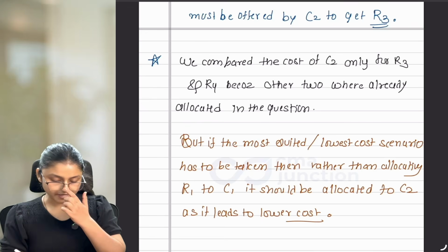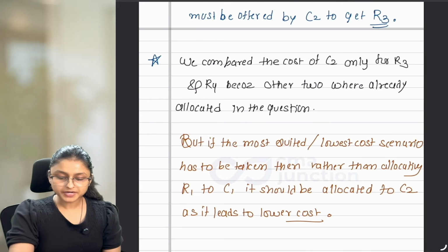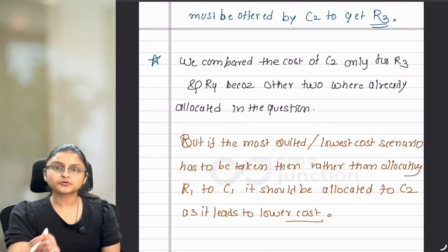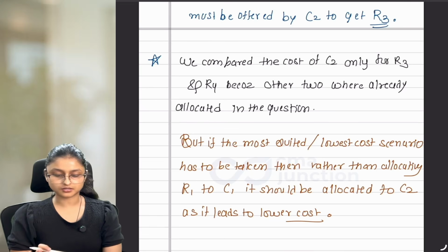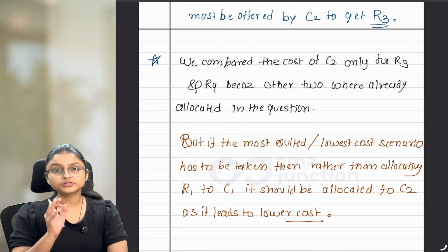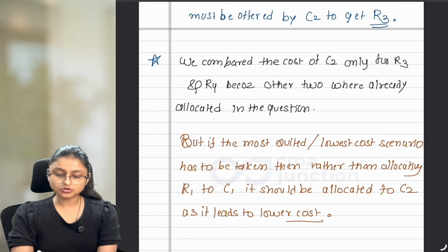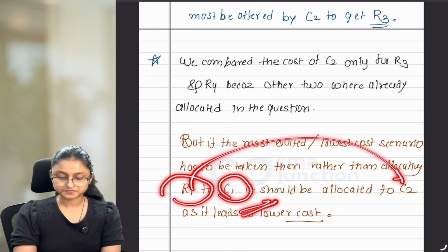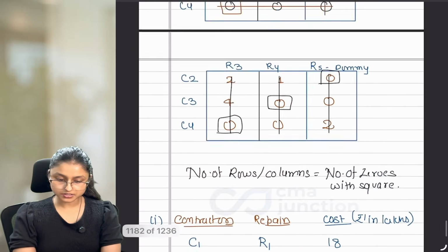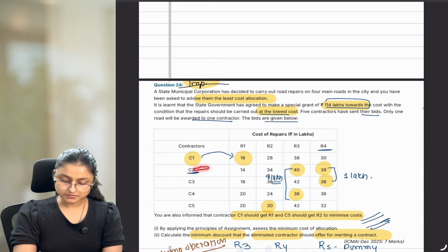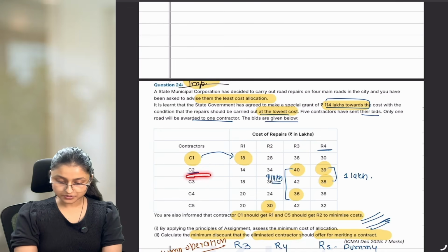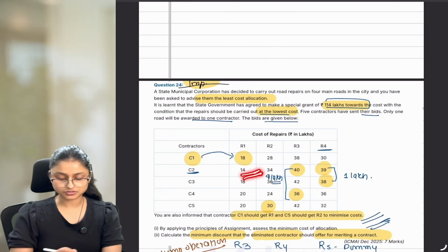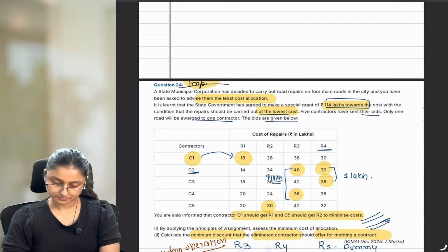Okay? So what I have written here is, we compare the cost of C2 only for R3 and R4. Why? Because the question has already provided the other two allocations, so we are not changing them. But if the most suited or lowest cost scenario is what you want, then R1 should be given to C2 rather than allocating it to C1. Why? Because if you notice, R1 for C1 has a cost of 18, but R1 for C2 has a cost of only 14. And that is why this is a better situation. Okay? Done.